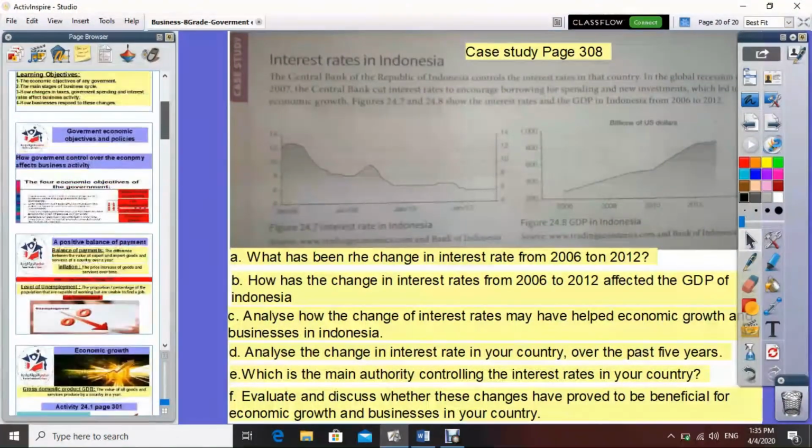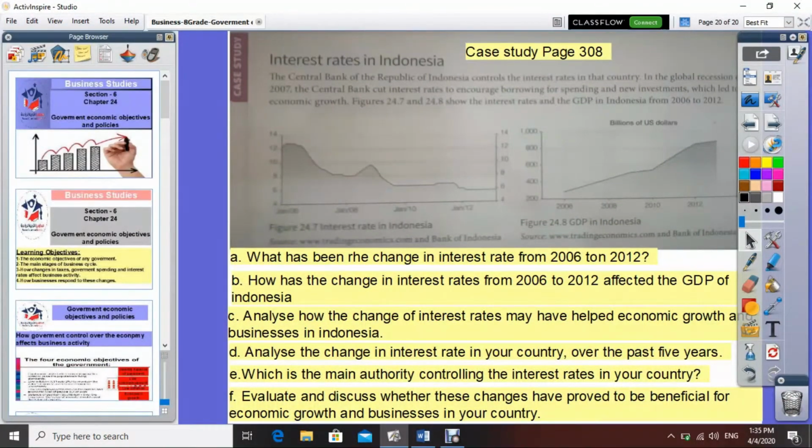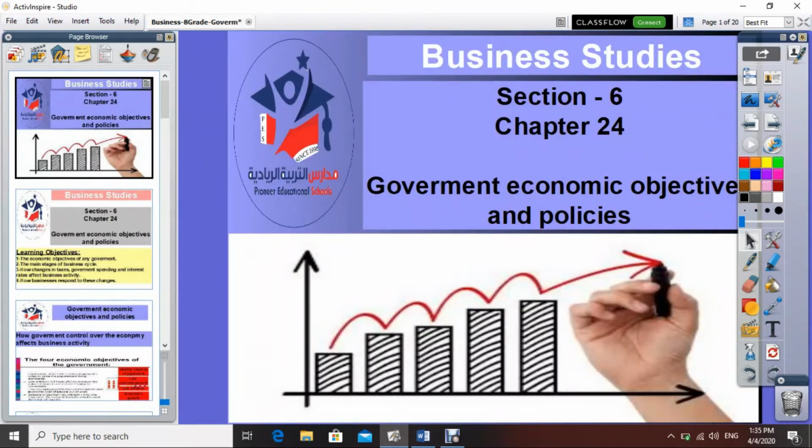Let's go to the first slide. Today in our lesson, we are going to review the whole chapter, Government, Economic, and try to answer the most important questions that could come in the assessment. It's talking about Business Studies, Section 6, Chapter 24, Government, Economic Objectives and Policies.